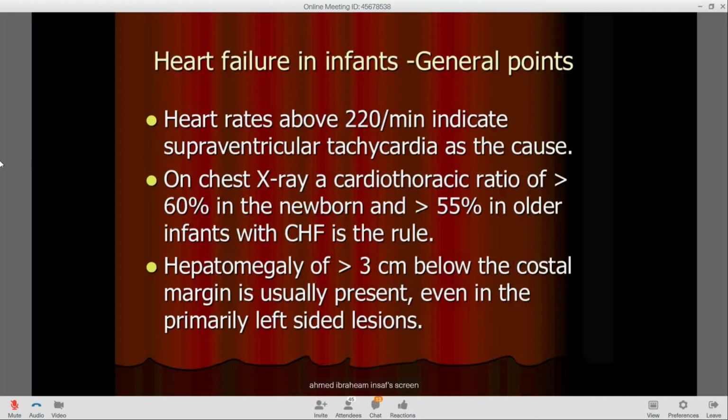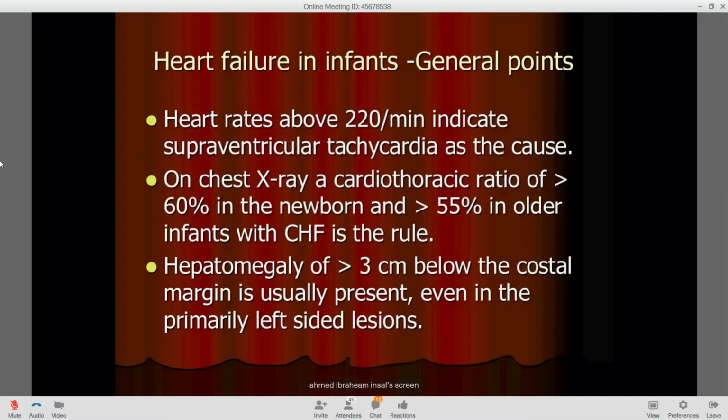Tachycardia, for example when the heart rate is more than 220, may mean the child has an arrhythmia such as SVT. Arrhythmia, if not corrected, can lead to heart failure.